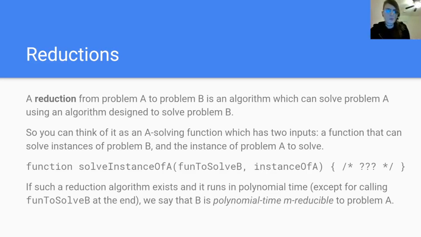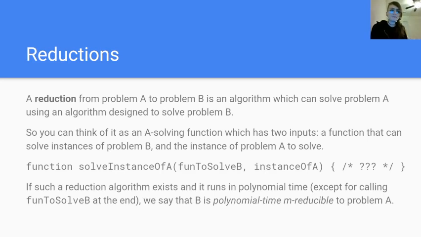If you want to think of it this way, you can think of it as a function that takes as its arguments this B-solving function and an instance of the problem of A that you want to solve. And this function will turn the instance of A into something that it can pass to this fun-to-solve B function. This is a reduction. Solve instance of A would be a reduction from problem A to problem B. We're reducing these instances of problem A to instances of problem B.